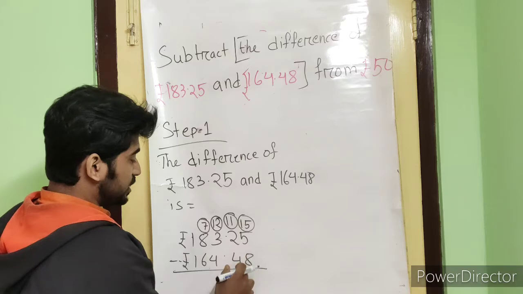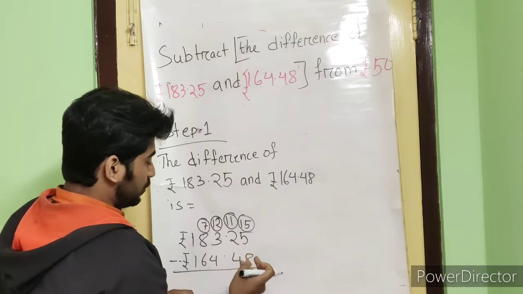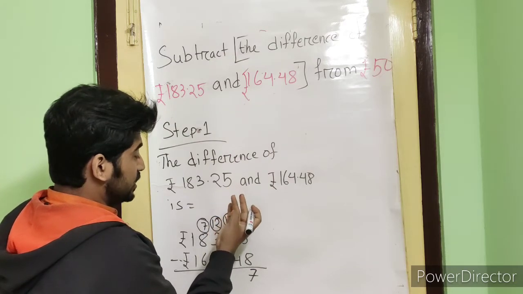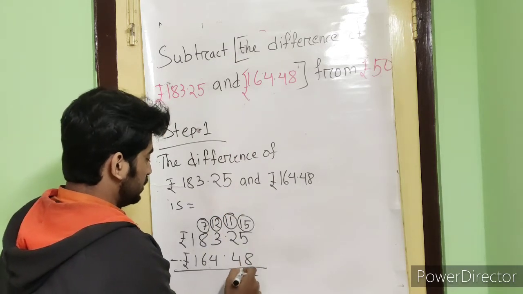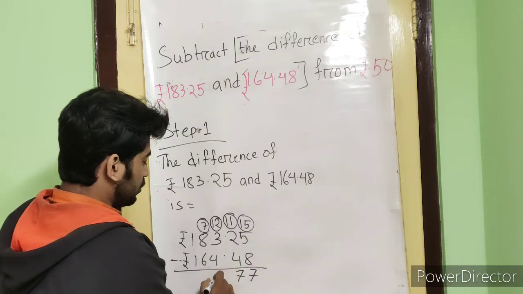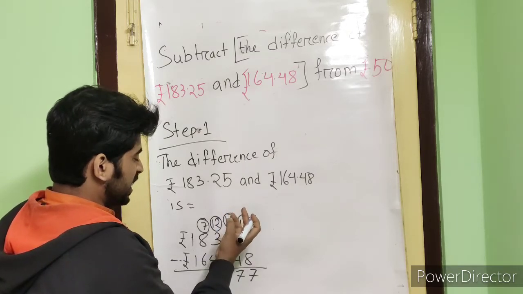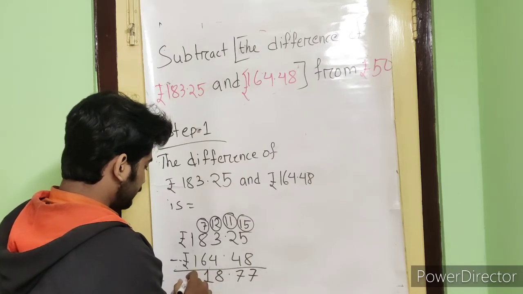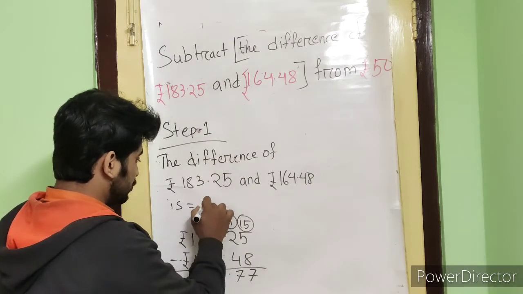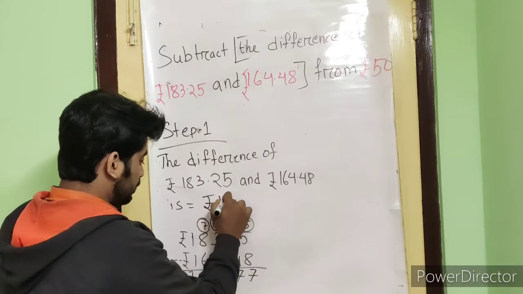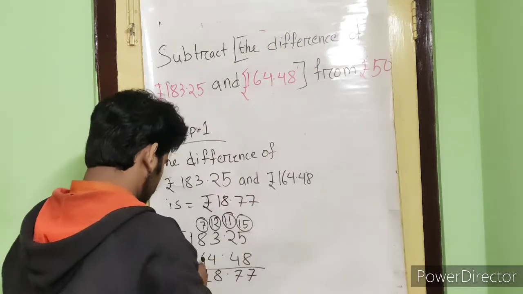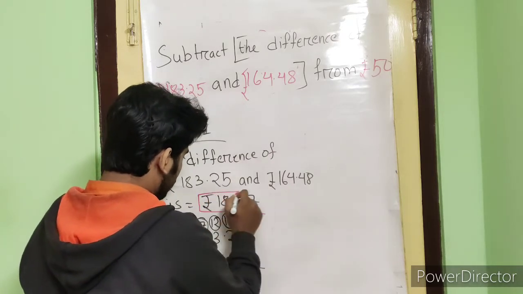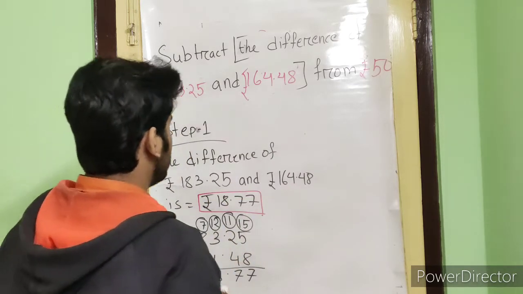Now 15 minus 8 is 7. 11 minus 4 is 7. 12 minus 4 equals to 8. And 7 minus 6 is 1, and the rupee symbol will be here. So rupees 18.77 paise. I am highlighting this one with a box, 18.77.